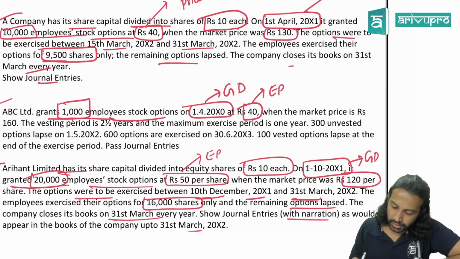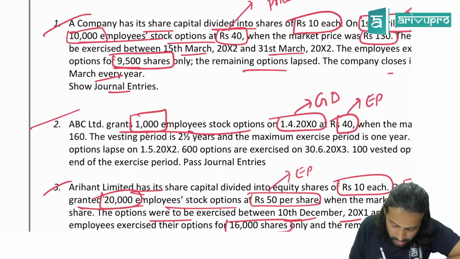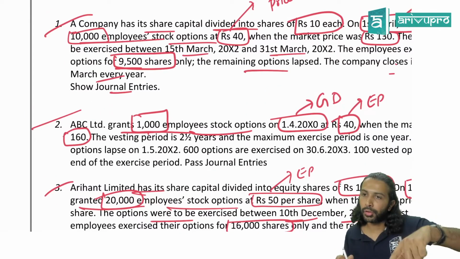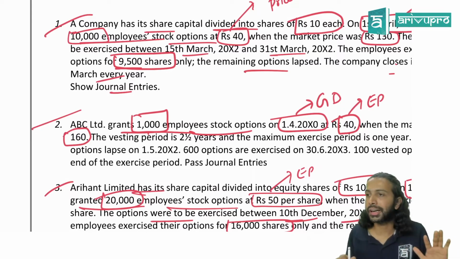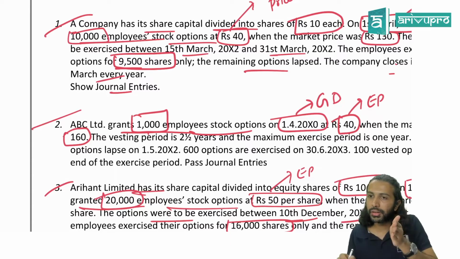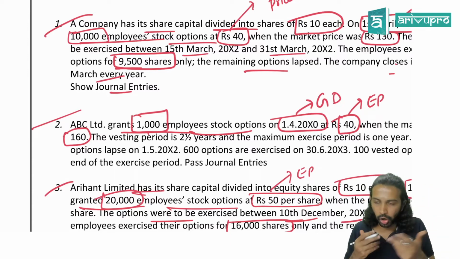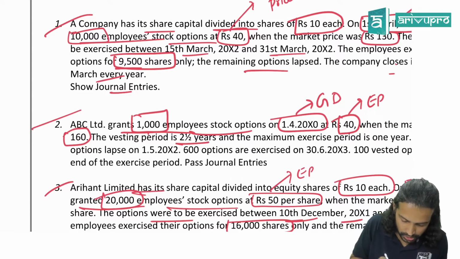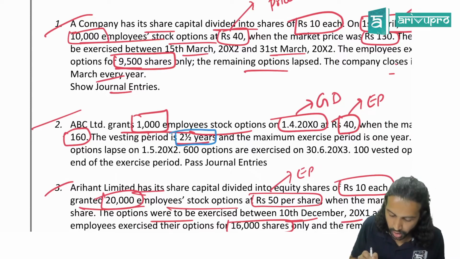So let me box that. When the market price was 160. Market price was 160. Exercise price is only 40. That means how much less are you collecting from employees? 120. That 120 itself is the fair value of the option or loss to the company. The vesting period is 2.5 years.